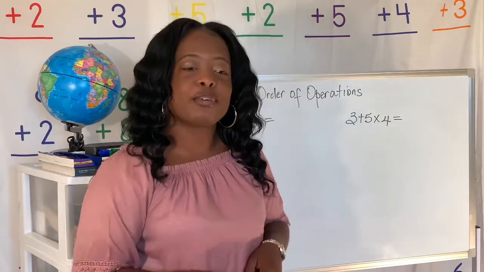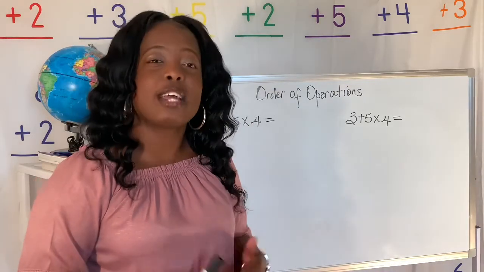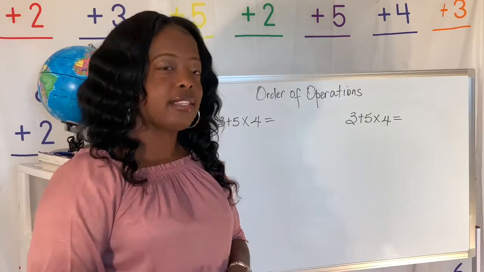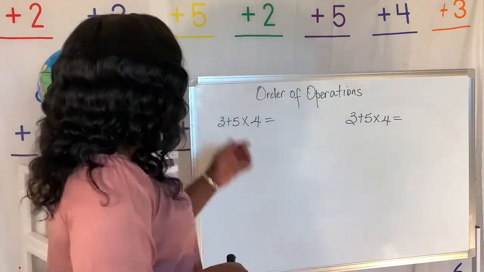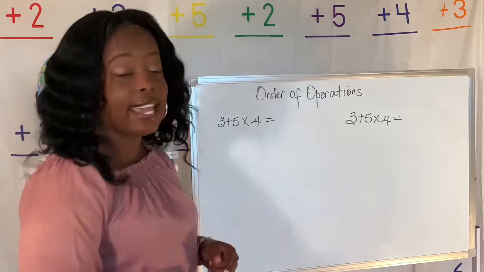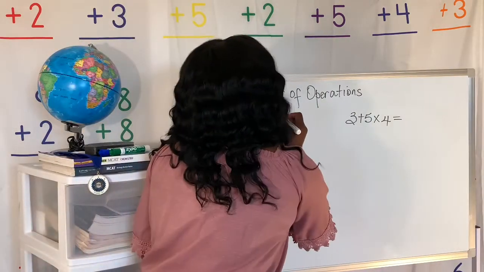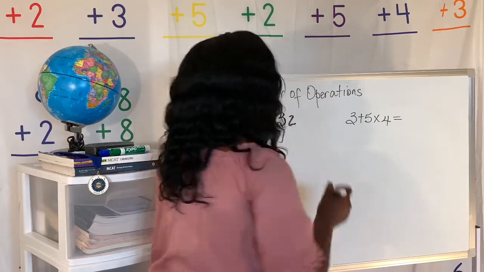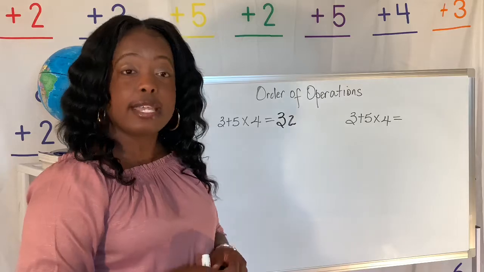So say, for example, you're someone who loves addition. And of course, that's the first thing that you want to do in every problem that you get. So let's go ahead and solve this first one. 3 plus 5, that gives us 8. And then 8 times 4, that gives us 32. So again, that is what you would write if you had no prior knowledge of what order of operations is.